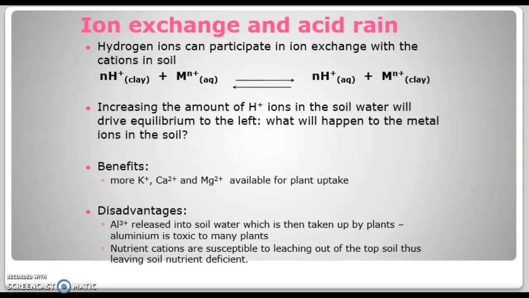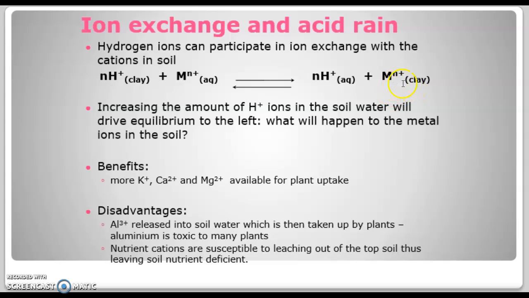From that we follow on. Here we're talking about the importance of pH in soil. We've got hydrogen ions bound to clay on this side, and here we've got our metal cation in aqueous form, in equilibrium with hydrogen ion in aqueous form and the metal which we ideally want bound to that clay.